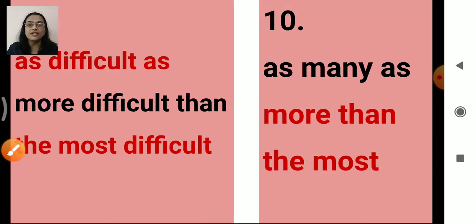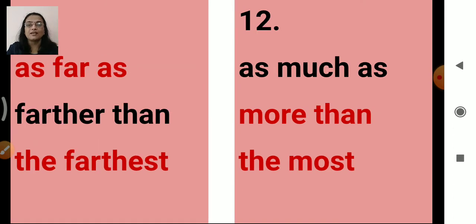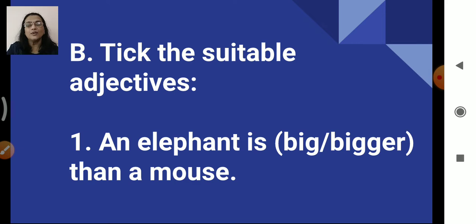As difficult as. More difficult than, the most difficult. 10th one. As many as. More than, the most. As far as, farther than, the farthest. 12th one, as much as, more than, the most. Got it? Now the next exercise.